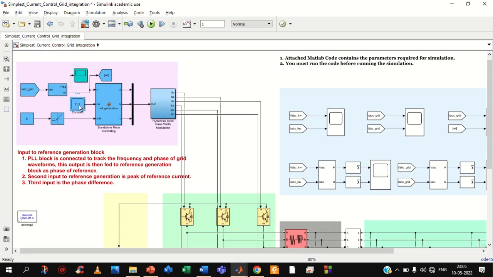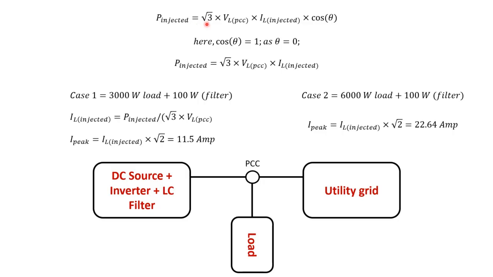Let's understand how we calculate this. The amount of power injected at PCC by the inverter is equal to P = √3 × VL(PCC) × IL(injected by the inverter) × cos θ. As we are only considering a resistive load, cos θ will be equal to 1 because θ will be equal to 0. Well, this is an approximation and this will give small errors, but anyway, this is just for demonstration. You can consider these things in your objectives and you will get the exact results. So the P injected will be √3 × VL(PCC) × IL(injected).